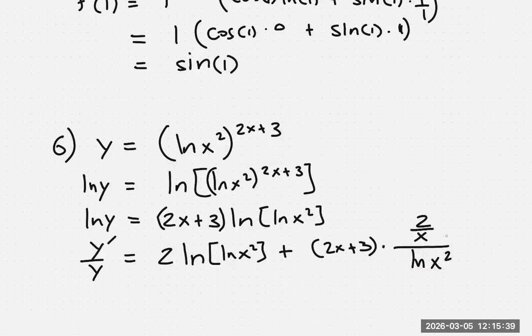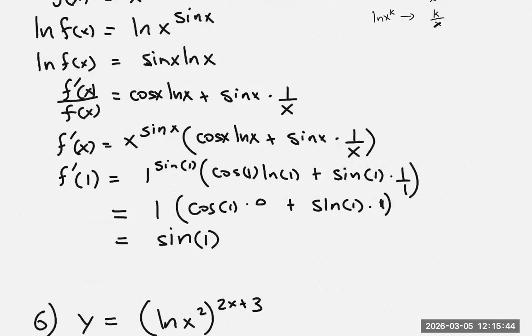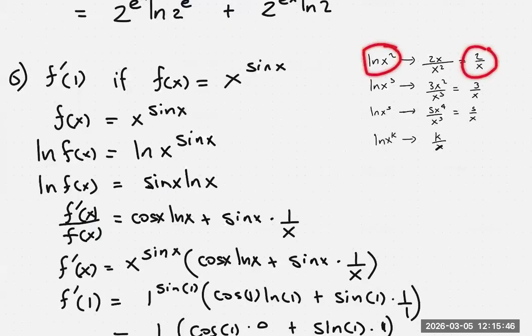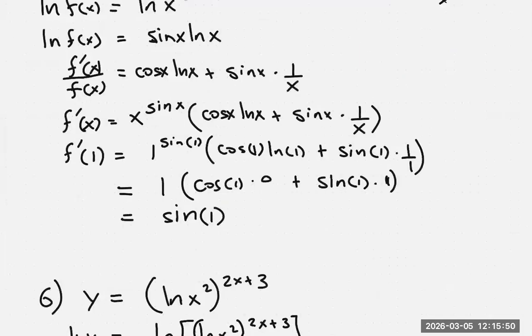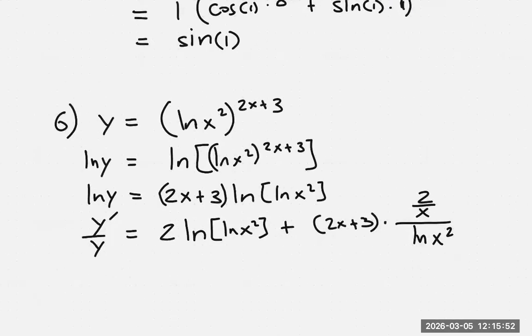I was going to go back up here and say, see the ln x squared, you bring the 2 in front of the ln x squared that is in the bracket. You bring the 2 in front of the ln, and then you find the derivative of ln x, which is 1 over x.